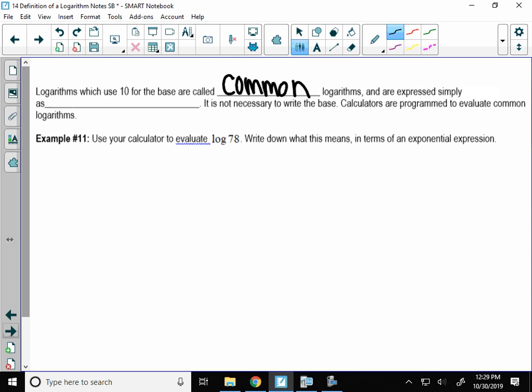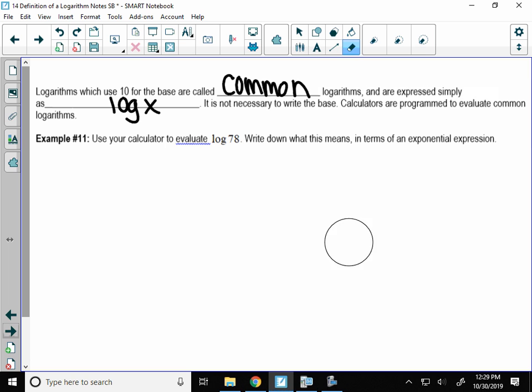So the way we write it, because it shows up so often, because it's common, instead of having to write log base 10 of something all the time, they shorten it to just be log of x. They don't put a base at all. So instead of writing log base 10 of x, they just write log of x. So if you see a logarithm and there's no base, you should assume that it's a 10.